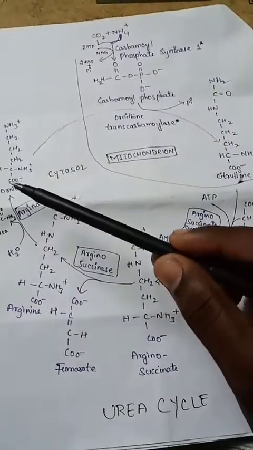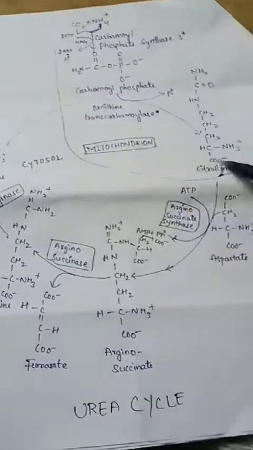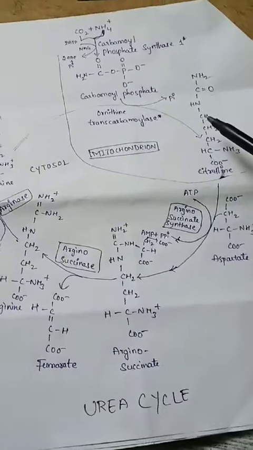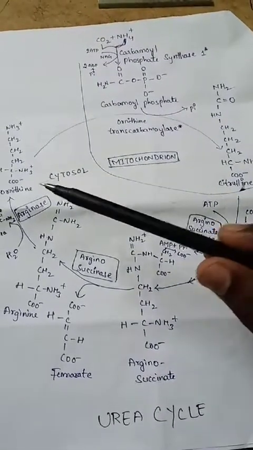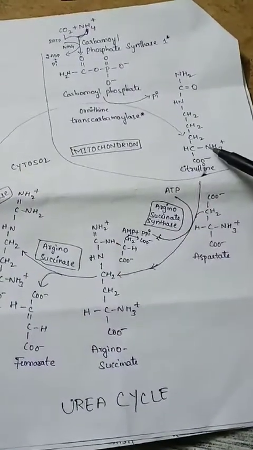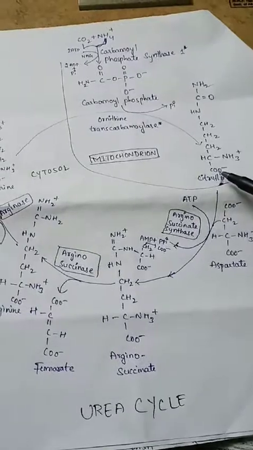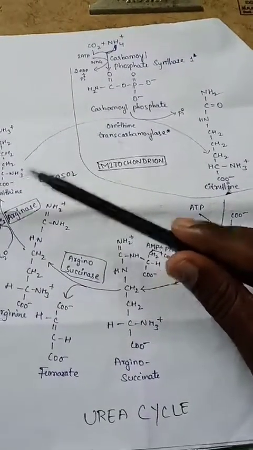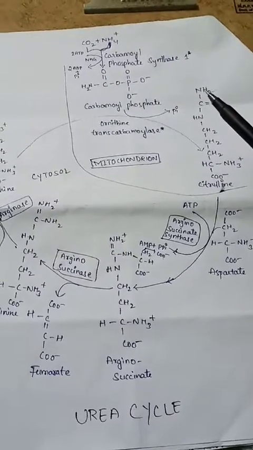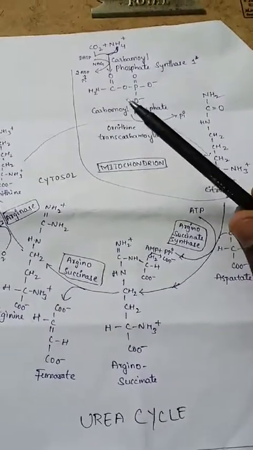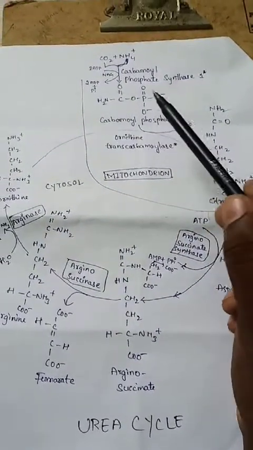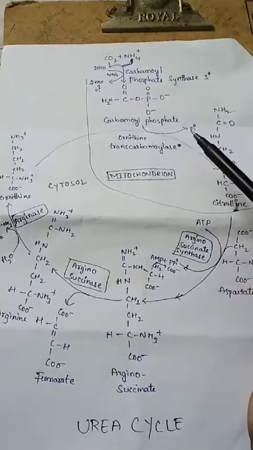Ornithine contains how many carbons? 1, 2, 3, 4, 5 carbons. Citrulline also has 5 carbons. And how many amine groups? 1 and 2 here, so here also 1 and 2. One COO group here, and also one COO group here. The C double bonded O NH2 came from the carbamyl phosphate. The remaining phosphate group, the remaining ATP energy, is eliminated as phosphate.